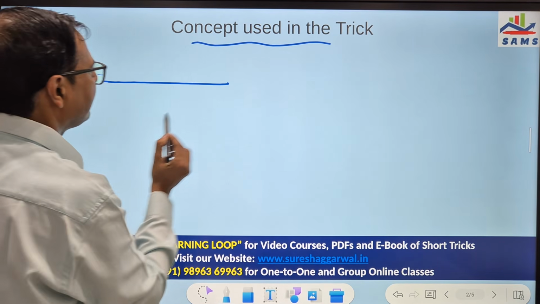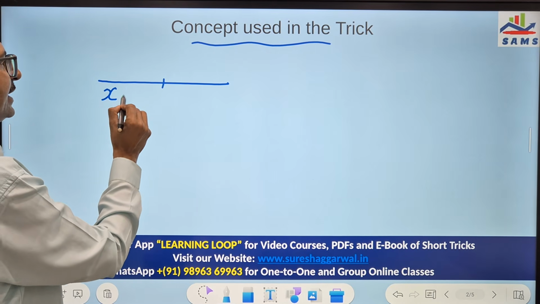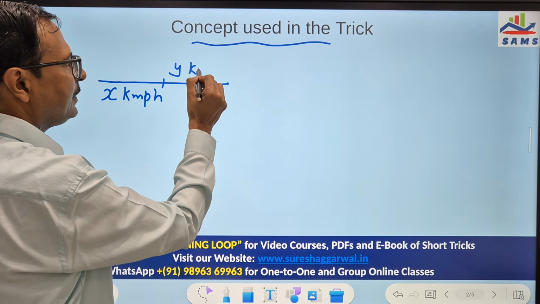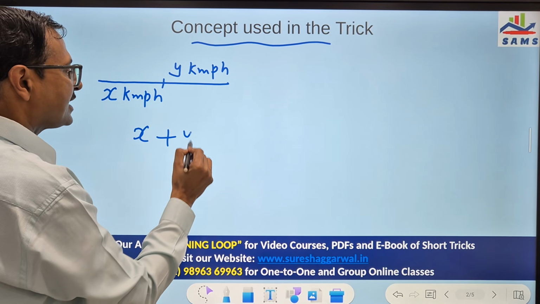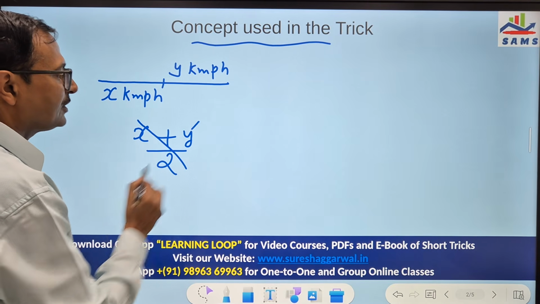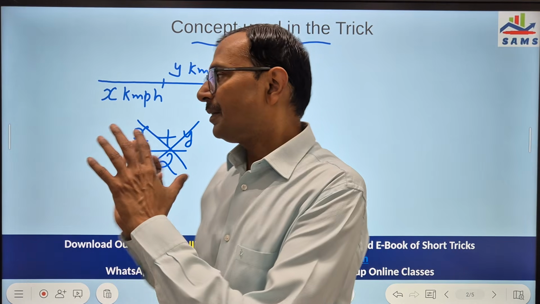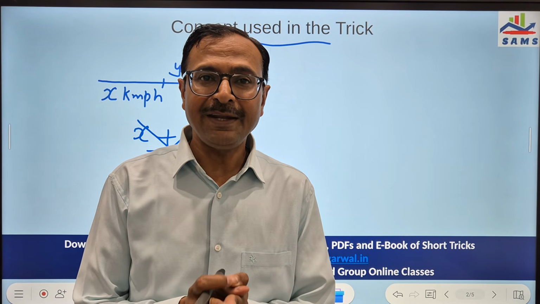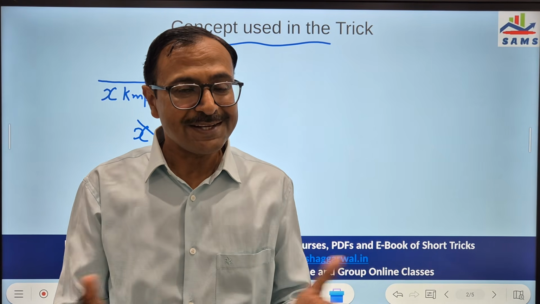If you have a particular distance and half of that is covered at x kmph and the other half at y kmph, the average speed will not be (x plus y) upon 2. This is the most common mistake which the students make. Average speed does not mean the average or the mean of the speeds. So what is the answer?